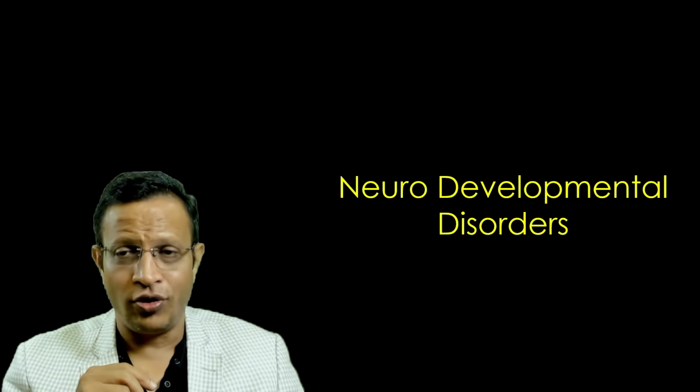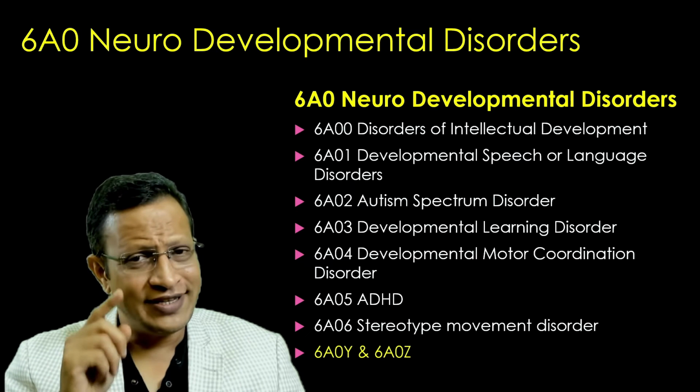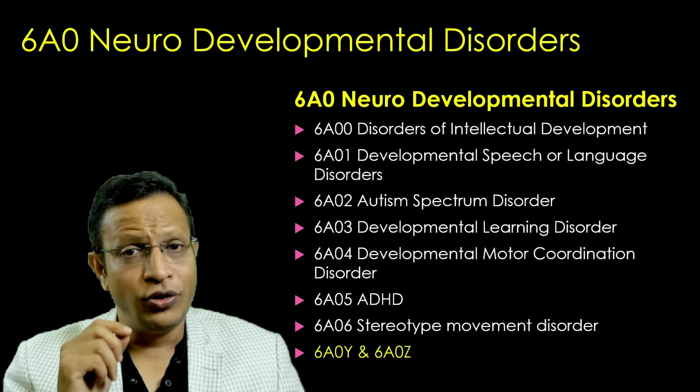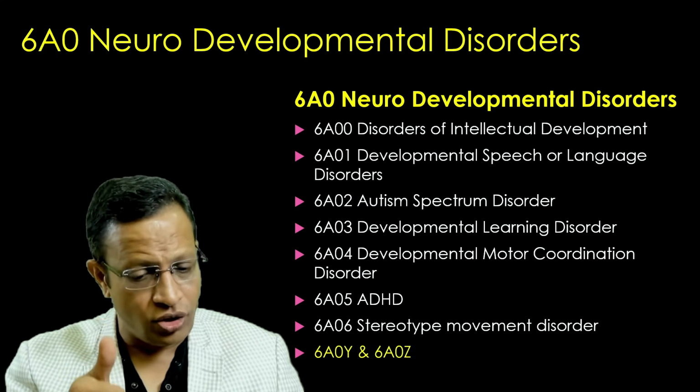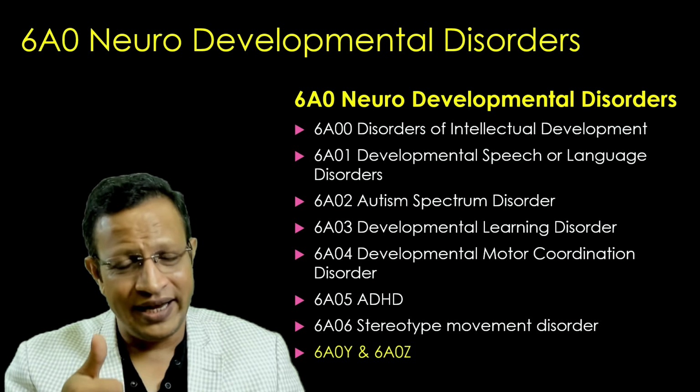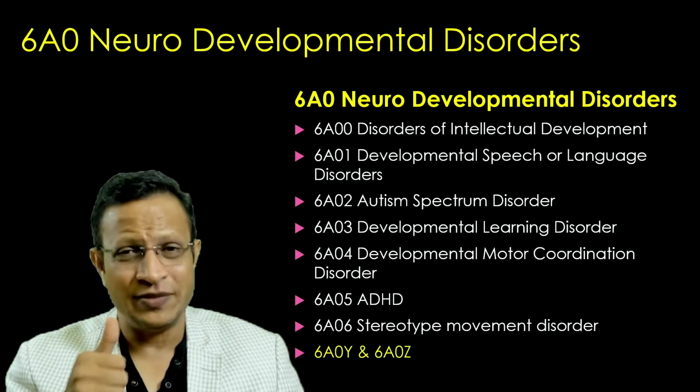The first one is neurodevelopmental disorders. If you look at the neurodevelopmental disorder, it is considered as 6A0. The neurodevelopmental disorders have a lifespan approach starting from intellectual developmental disorder, basically mental retardation or intellectual disability. That is the way it has been considered.